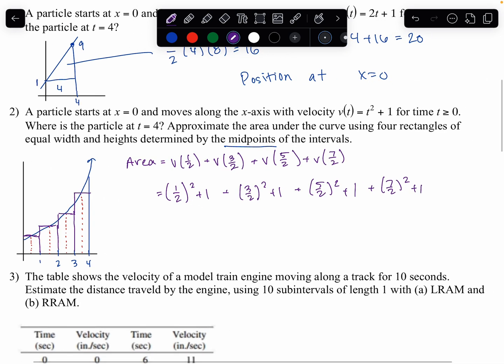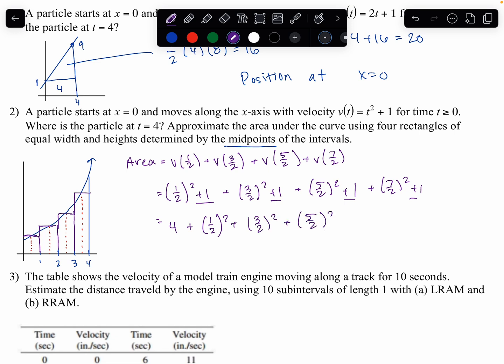Okay? Honestly, you can use a calculator. I would just go ahead and use a calculator for this right here. And then, honestly, we have 1, 1, 1, 1, so we're going to have 4 plus 1/2 squared plus 3/2 squared plus 5/2 squared plus 7/2 squared.